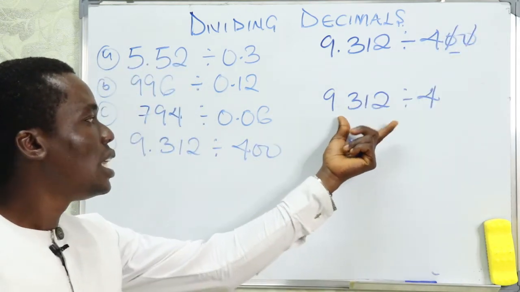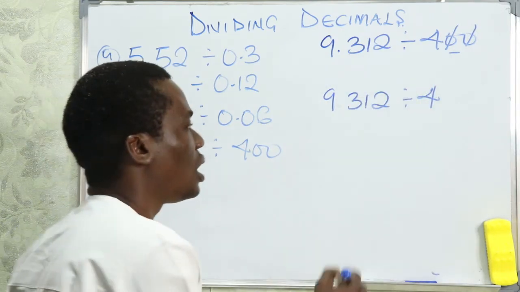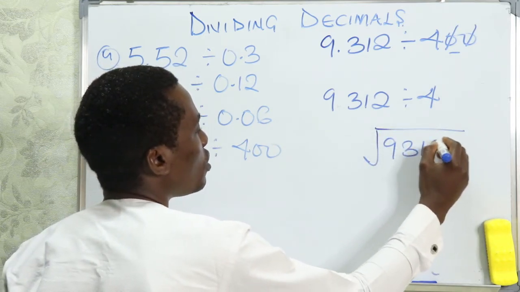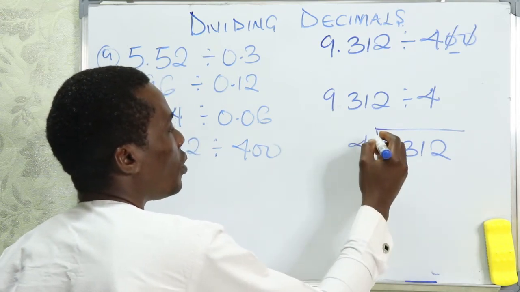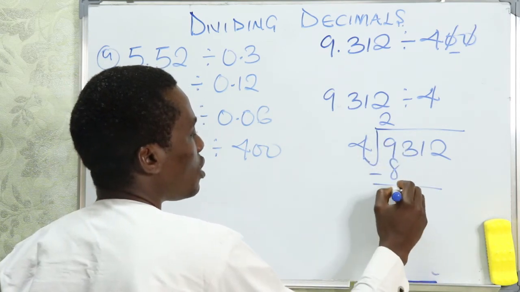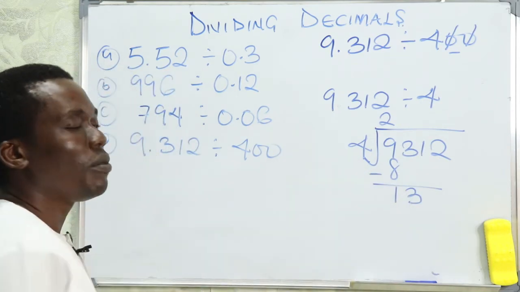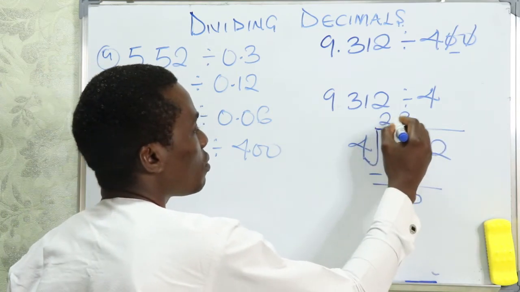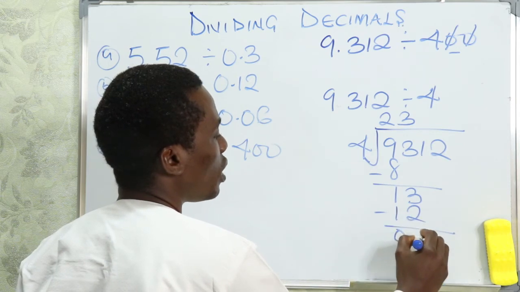So it's going to be 9 this, because this should be bigger than this. So when we go about the division, we'll have 9312 divided by 4. 9 divided by 4 will give you 2. That will give you 8. If you subtract this, you have 1. You bring down 3. 13 divided by 4 will give you 3, because 4 times 3 is 12, right? So this will give you 0, and this will give you 1.